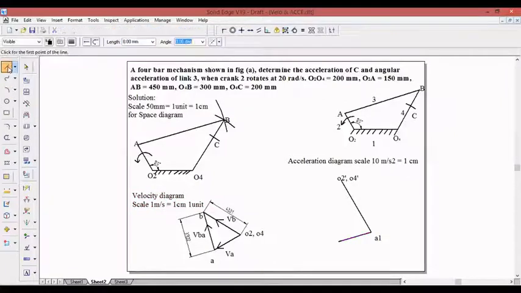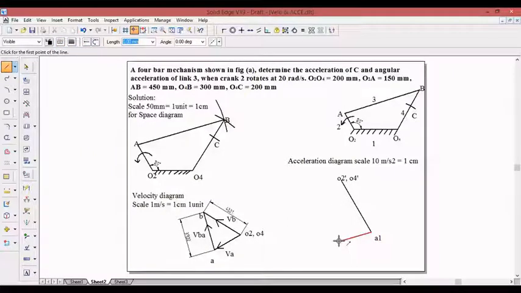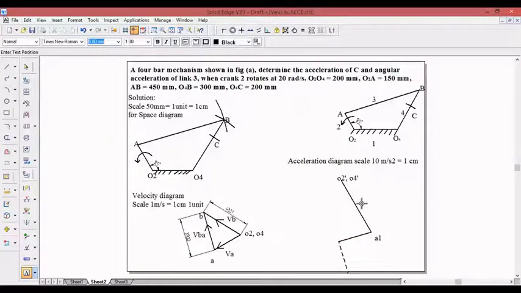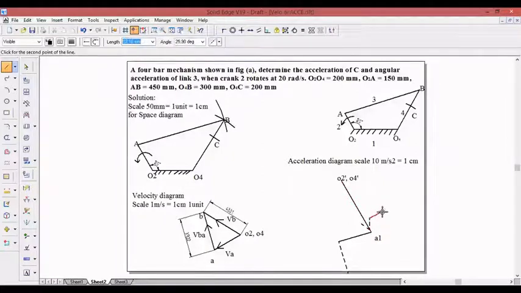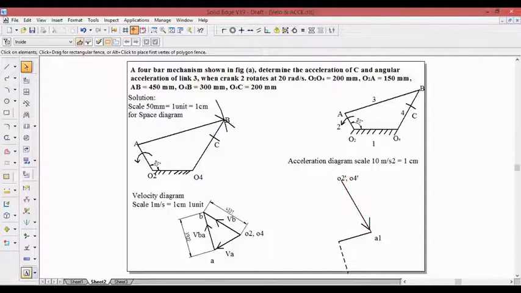Now we need to take the tangential component for link BA. We don't know the magnitude of the tangential component, but the direction will be perpendicular to the radial component. So I simply draw a perpendicular line to the radial component. I will label it. This is the radial component, and this is the direction of the acceleration of A.